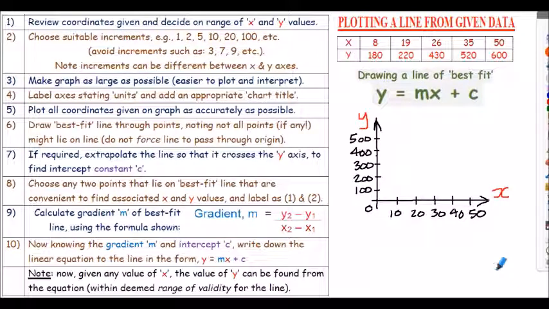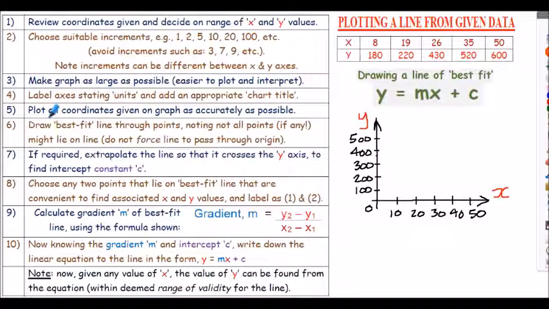So here's a sketch of the graph I propose to use here. On the x-axis here we have a scale from 0 to 50 in increments of 10. And on the vertical axis, the y-axis, we have a scale from 0 to 500 in increments of 100. So we have different increments on the axes, but that is fine. That suits the information that we're given.